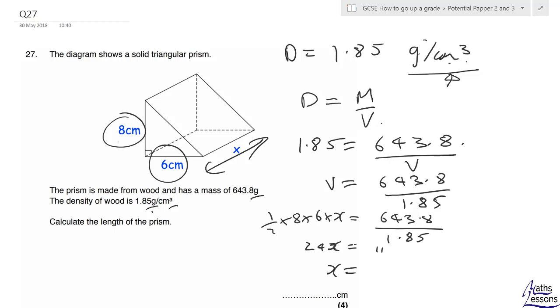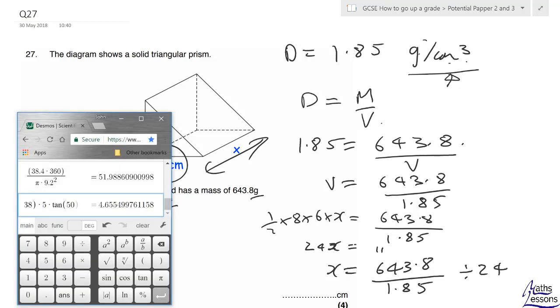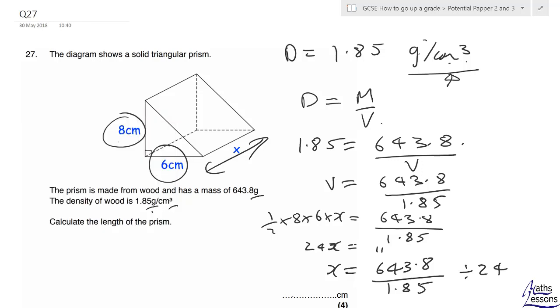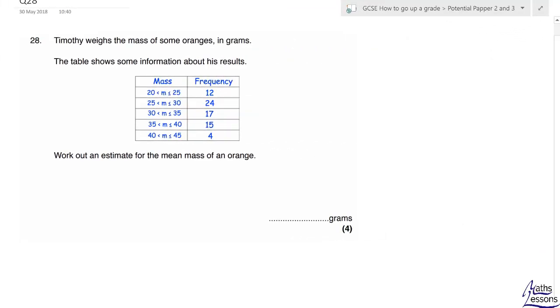So therefore that x will equal 643.8 over 1.85 divided by 24. So get my calculator again. It's getting a lot of use today. 643.8 divide by 1.85 divide by 24 gives me 14.5 centimeters exactly.